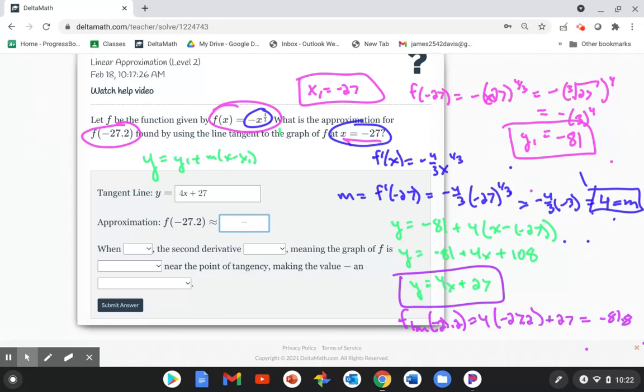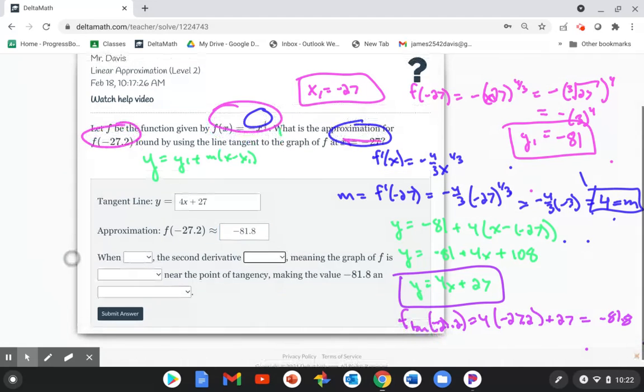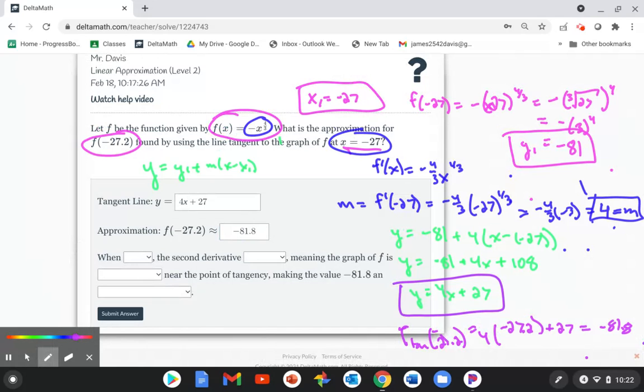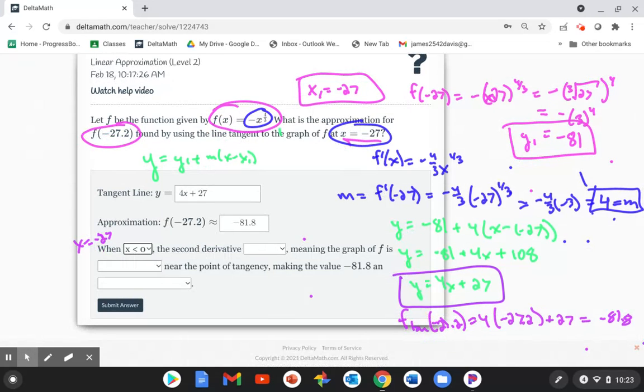Negative 81.8. All right, and now the x value on this was negative 27. So that's going to be when x is less than 0, right? That was our x value. The second derivative, so now we need to go get the second derivative.